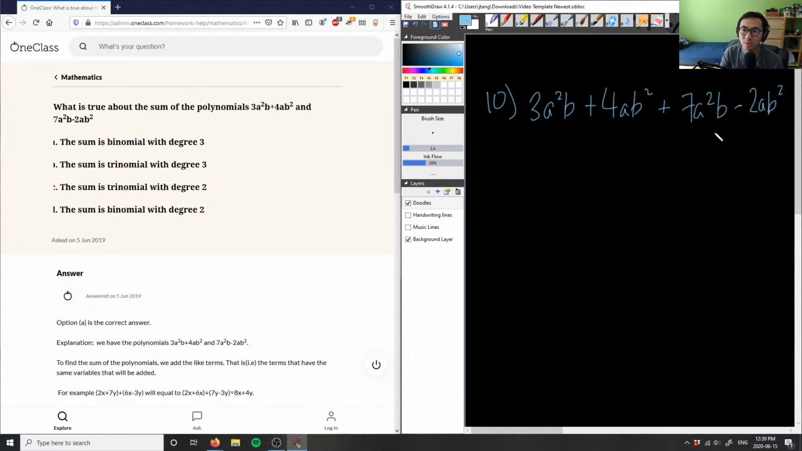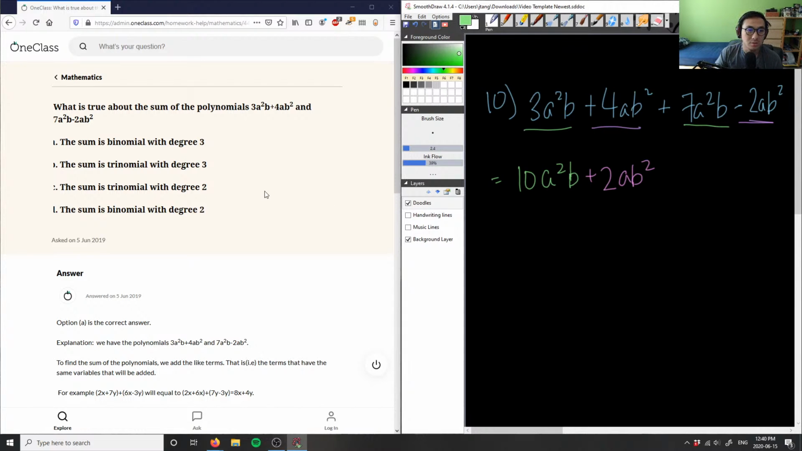Again, what we can do is we look at our common terms, right? We want to gather some like terms here. As you can see, 3a squared b and 7a squared b are like terms. And I have 4ab squared and negative 2ab squared. These are all like terms, so I'm going to gather them. I have 3 plus 7, which gives me 10a squared b. Then I have 4 minus 2, which is positive 2, right? 4 minus 2 is 2. So if I gather like terms, I have successfully summed them up. The entire expression is equal to 10a squared b plus 2ab squared.